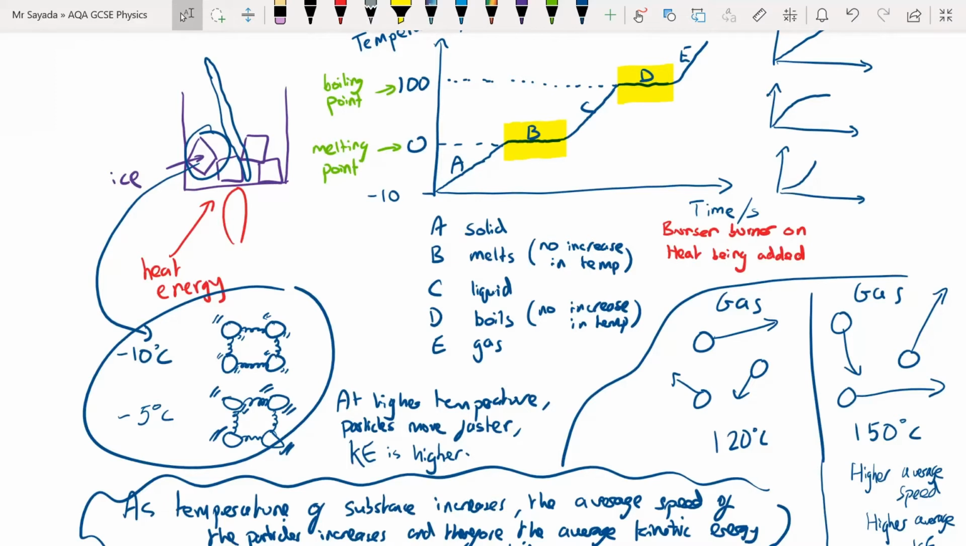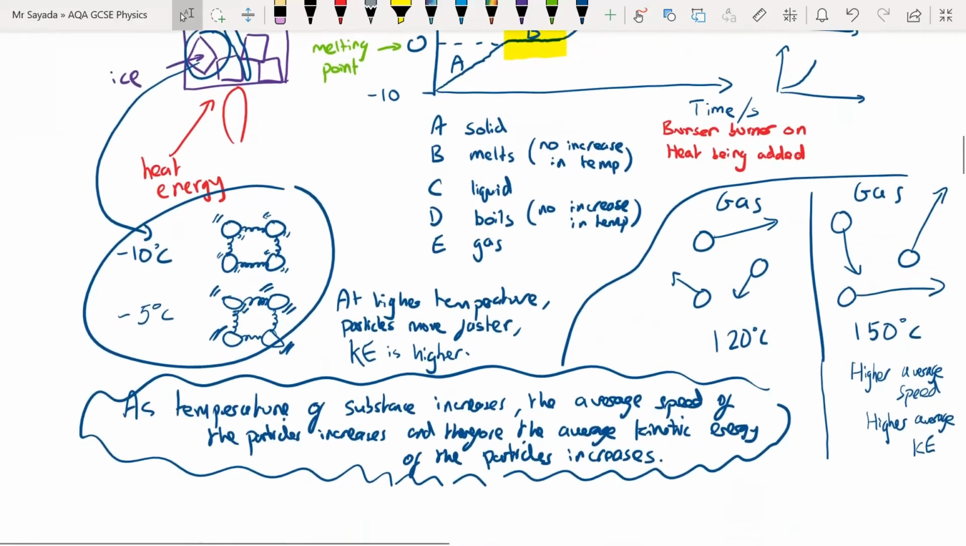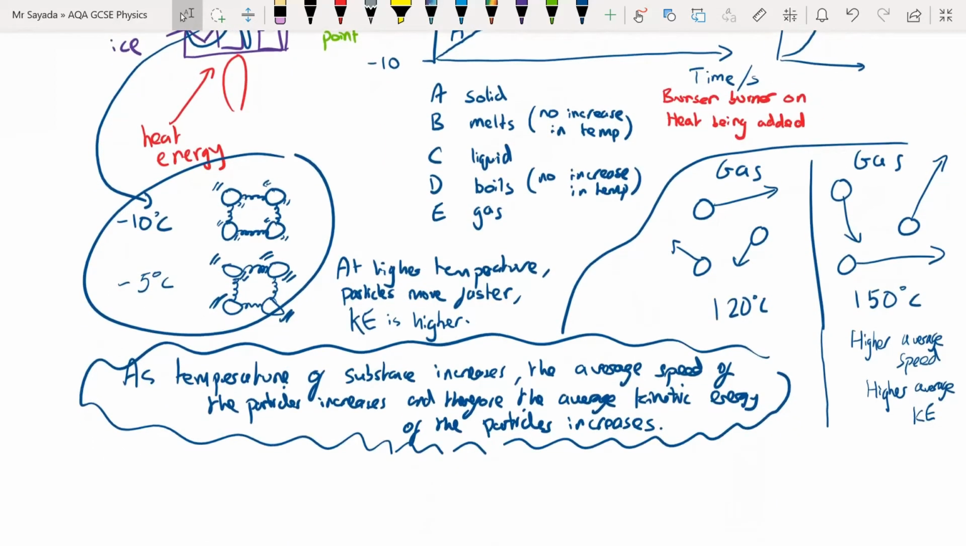That works the other way as well. If you cool a substance down, so if the temperature of a substance decreases, what happens to the average kinetic energy of the particles? Say your answer to the video. So if the temperature of a substance decreases, the average kinetic energy of the particles in the substance also decreases. There's more to the explanation. That's just the first part.